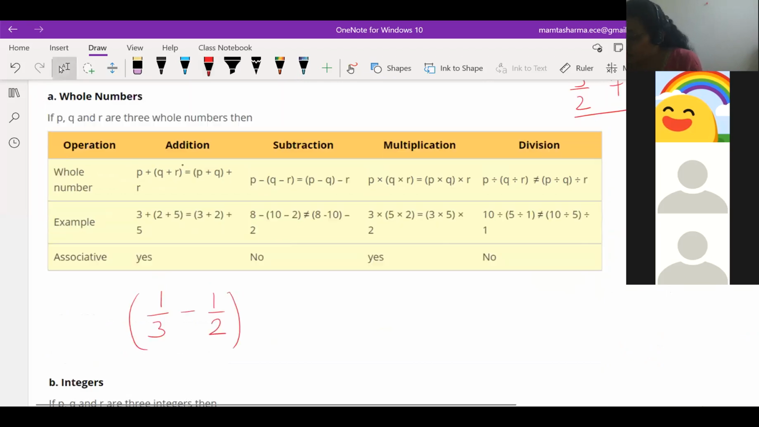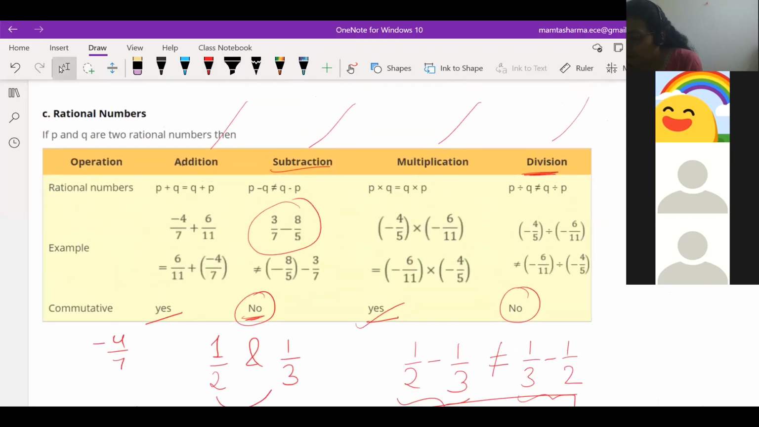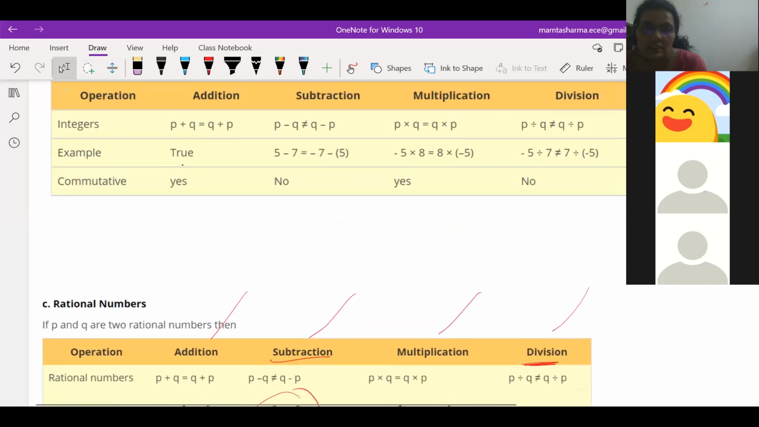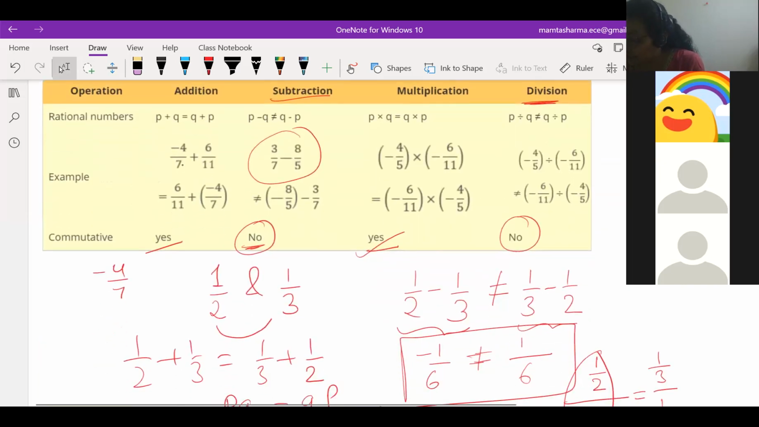Okay. Now note down the homework. You have to check the same property for whole numbers and integers.